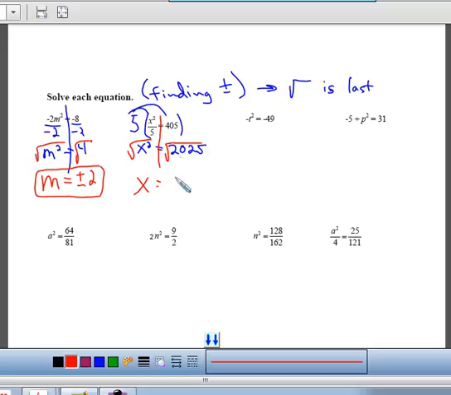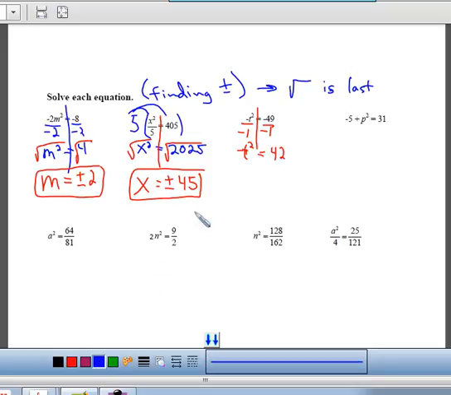But because it can be a positive or a negative number, we need to put plus minus. So there is the answer for that one. Next, negative t squared equals negative 49. Alright, so I want to get rid of that negative, so divide both sides by negative 1. So I get t squared equals 49.